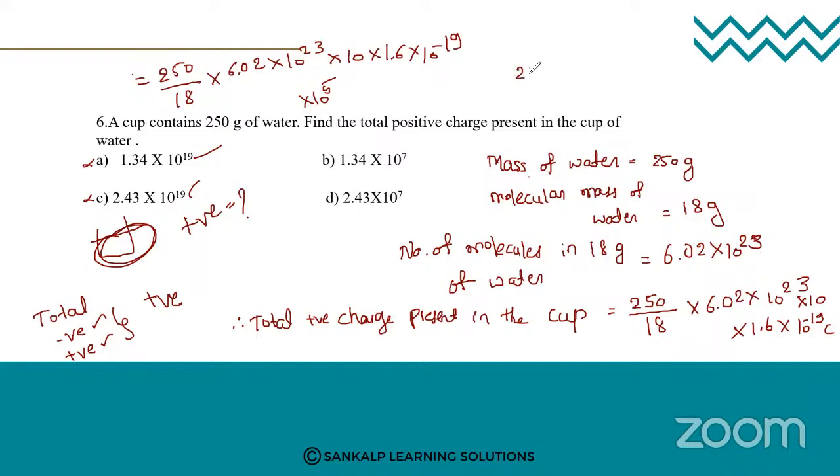ಸೊ ಪ್ಲೀಸ್ ಚೆಕ್ ಸ್ಟೂಡೆಂಟ್ಸ್. 250 into 6.02 into 1.6, this whole divided by 18. Yes, baby, correct. Yes, remaining students, just multiply, divide. So ನಿಮ್ಗಲ್ಲಿ ಗೊತ್ತಾಗತ್ತೆ ಪವರ್ ಯಾವ ರೀತಿಯಾಗಿ ಶಿಫ್ಟ್ ಮಾಡ್ಬೇಕು ಅಂತ. Yes, everybody agreed? B option ಬರುತ್ತೆ ನೋಡಿ. Remaining students.